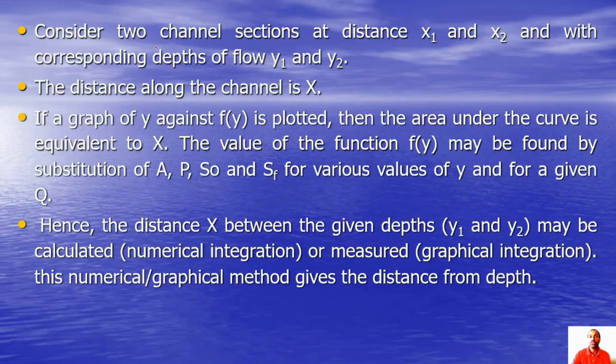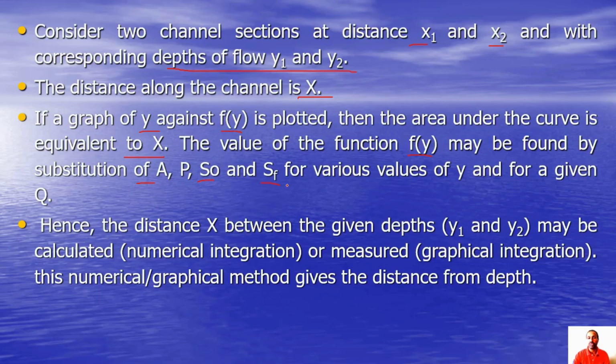Okay, so consider two channel sections at the distance x1 and x2, and with corresponding depths of flow y1 and y2. The distance along the channel is x, then you can have. So if a graph of y against f of y is plotted, then the area under the curve is equivalent to x. The value of the function f of y may be found by substitution of area, p, and also s naught and sf.